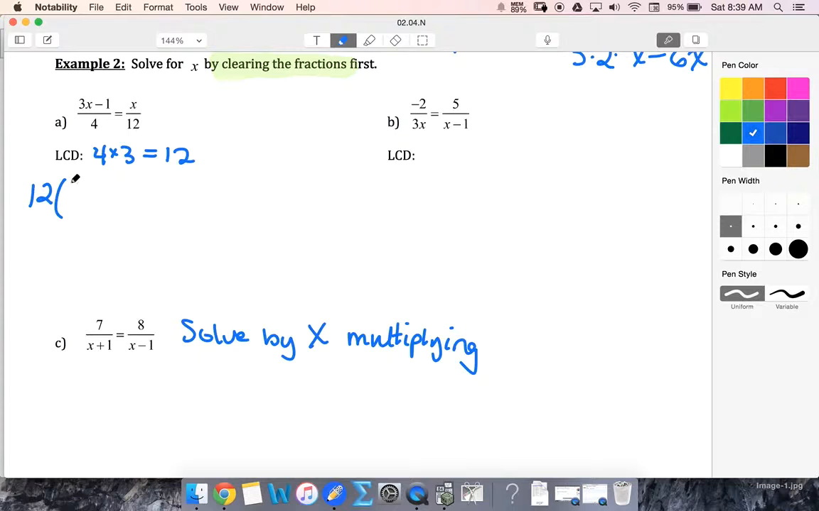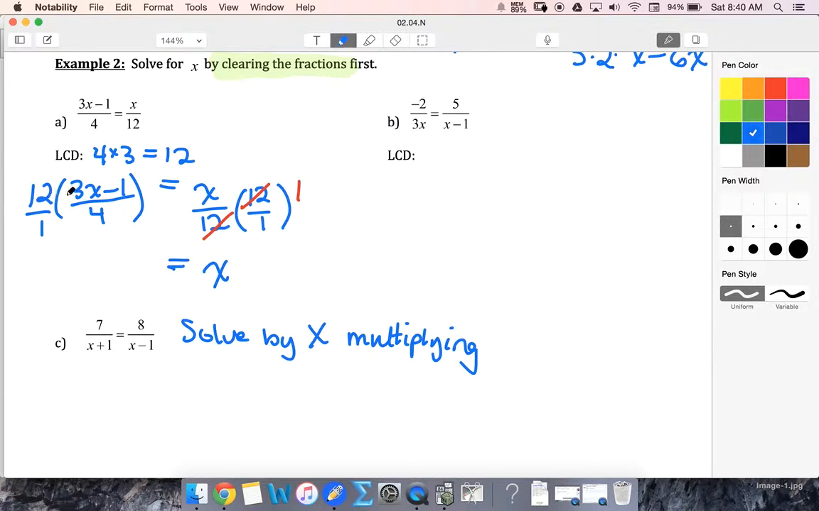So 12 times 3x minus 1 over 4, that 12 is really like 12 over 1, equals x over 12 times 12 over 1. Again, we're clearing the fractions. 12 divided by 12 is 1, and 1 times x is x. And now 12 divided by 4 is 3. Always, I'm going to be working with this number and the denominator. You could multiply it out, but that doesn't clear the fraction. So 4 goes into 12 3 times.